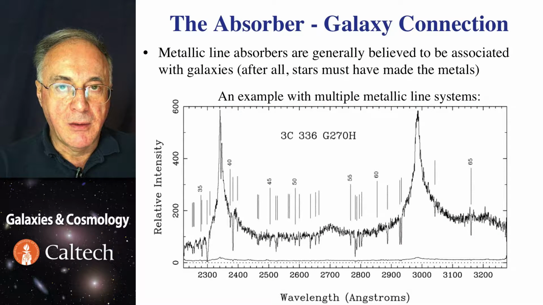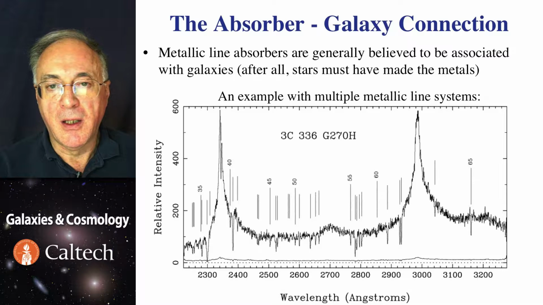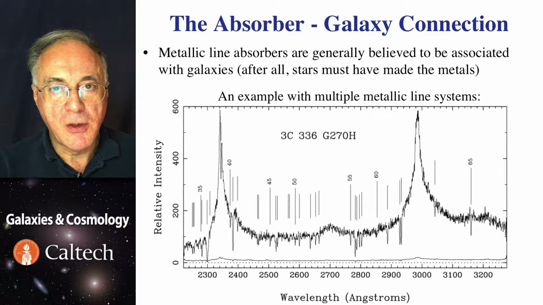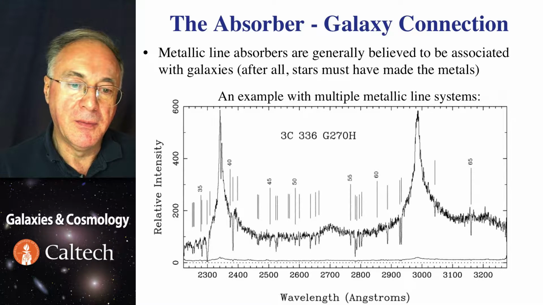As the line of sight towards some high redshift quasar goes through space, it can encounter more than one of these. And here is a good example of a quasar, and along the line of sight to this quasar there is a whole number of separate metallic line absorbers, each of which we believe now is affiliated with some sort of halo of some small galaxy or another.